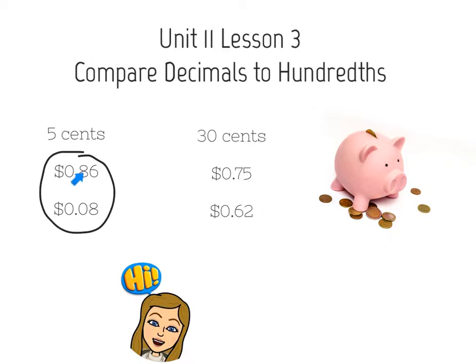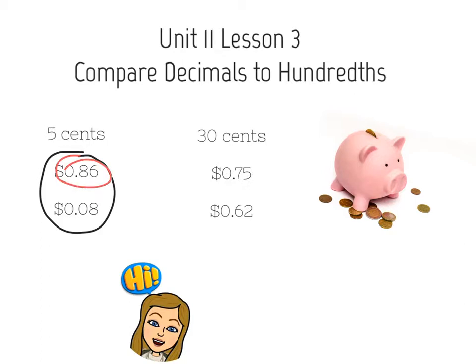I look right next door at the decimal, and I have an 8 here, so that's 8 dimes, and a 0 here, which means 0 dimes. Right away, I know that 86 cents is bigger than only 8 cents, obviously.